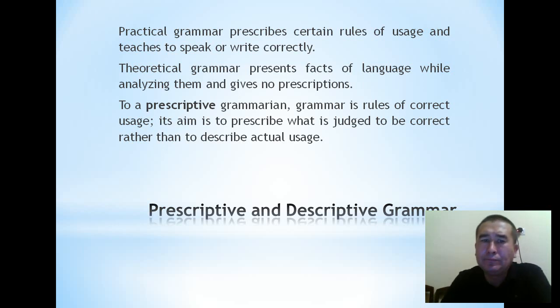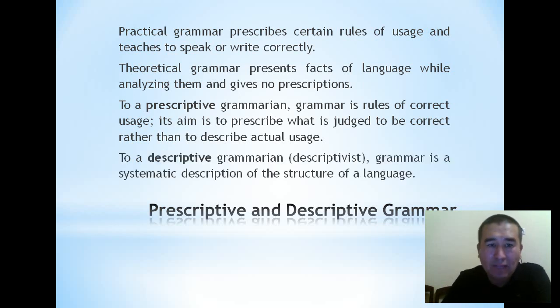So, prescriptive grammar means nearly the same as practical grammarian. And to a descriptive grammarian, grammar is a systematic description of the structure of a language. So we can nearly say prescriptive grammarian is a practical grammarian, and descriptive grammarian is nearly the same as theoretical grammarian, but there are some differences.